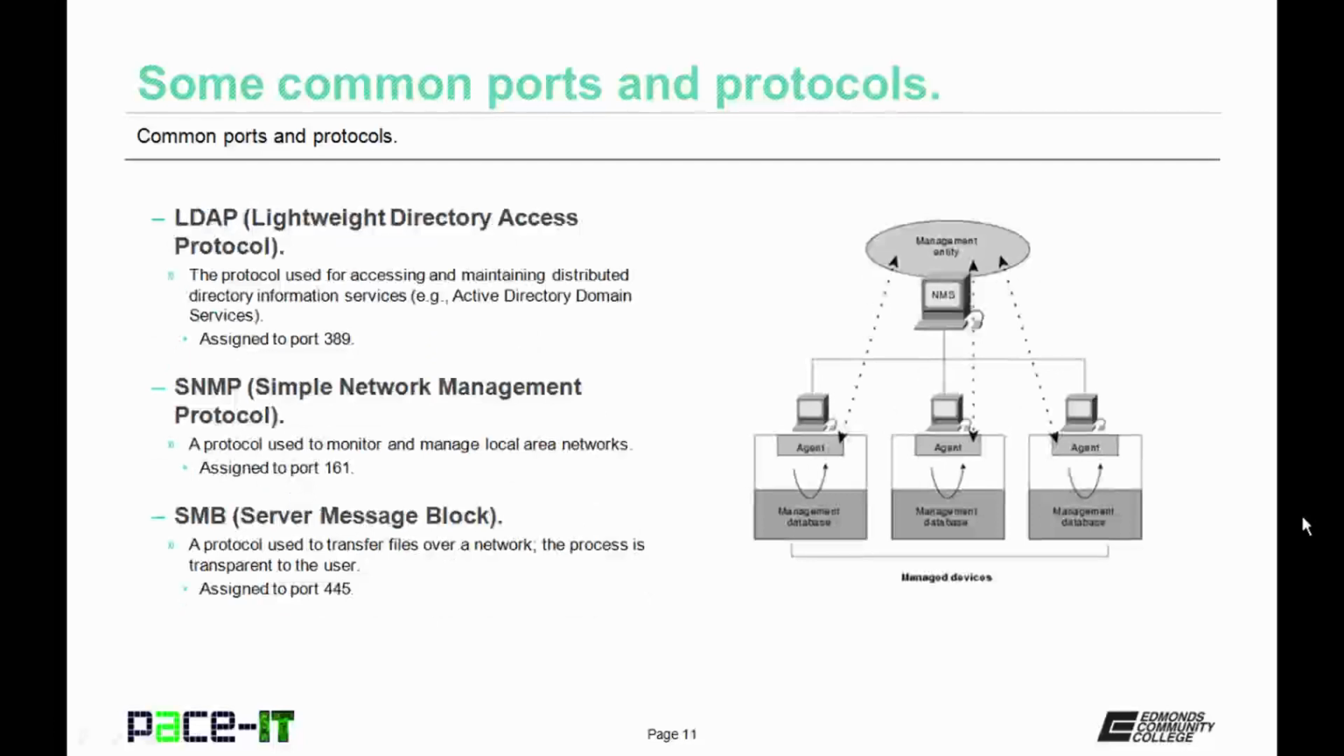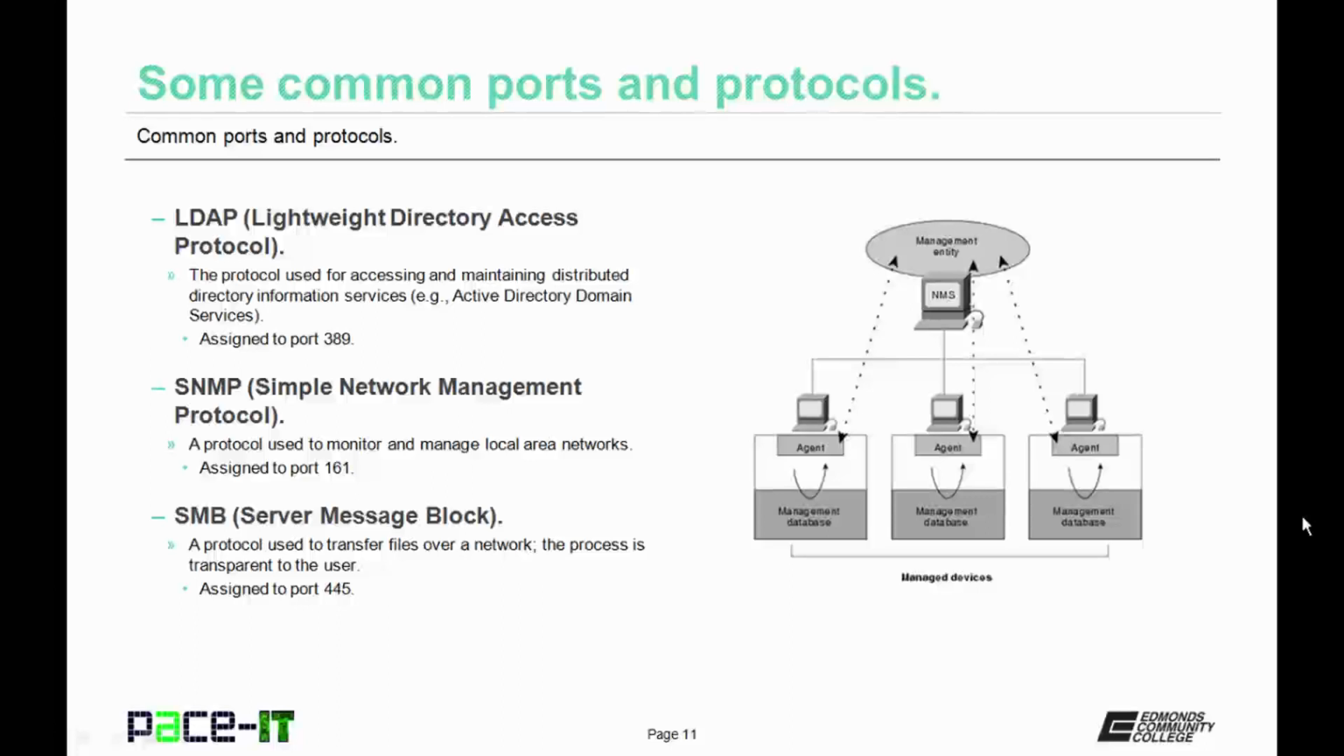Let's move on to LDAP, Lightweight Directory Access Protocol. This protocol is used for accessing and maintaining distributed directory information services, as in Active Directory domain services. It's assigned to port 389. Then we have SNMP, Simple Network Management Protocol. This is a protocol that's used to monitor and manage local area networks.